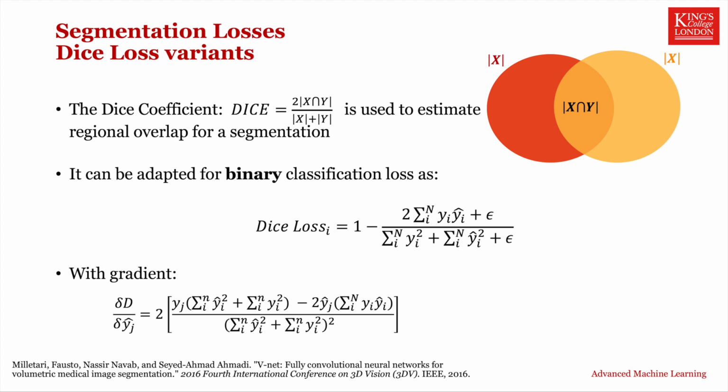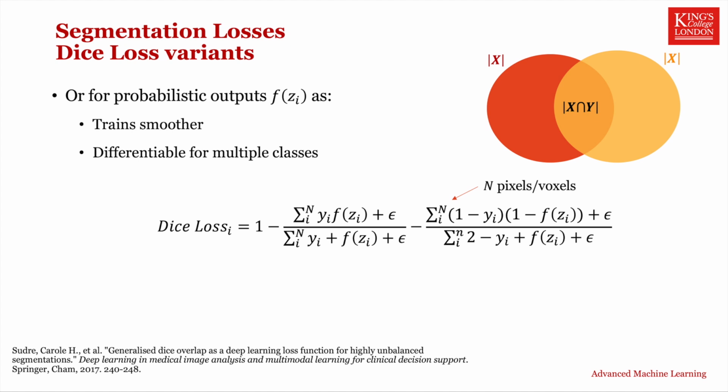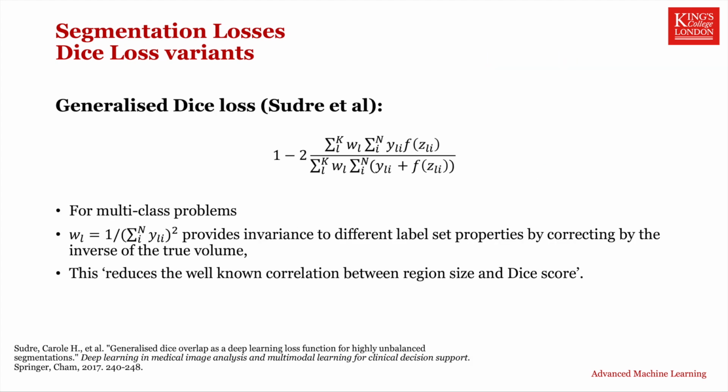Writing the dice in this form allows for estimation of the gradient using the quotient rule of differentiation. However, one can instead consider probabilistic predictions f of z rather than the hard thresholded ones y hat. To do this, we must also consider the 0 class, which is shown here. Doing so creates a smoother loss and therefore smoother training.